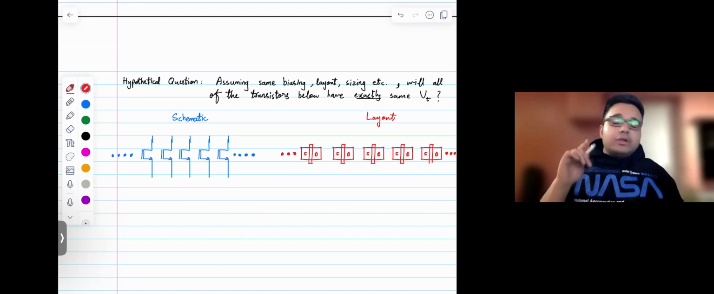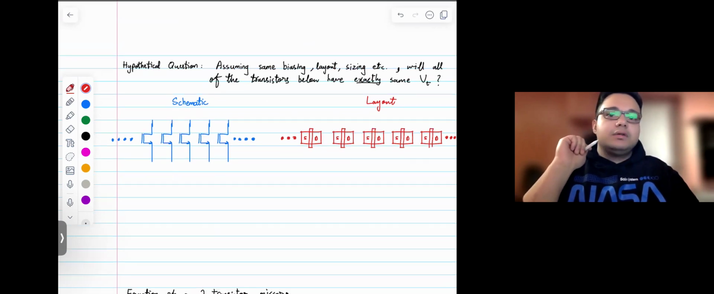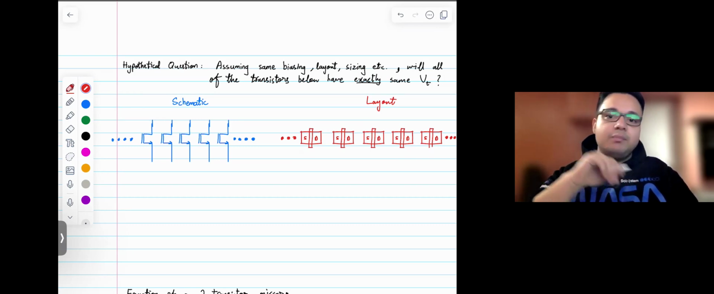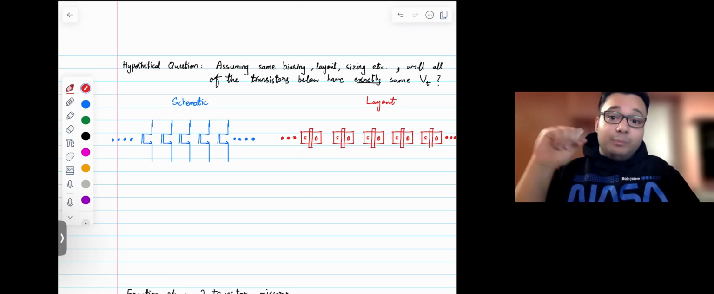Now the question is, will the threshold voltage of these 100 transistors be the exact same under the same biasing conditions, if the sizes are the same and all these different conditions for a transistor are the same? Will the threshold voltage be the exact same? And the answer is no, right?